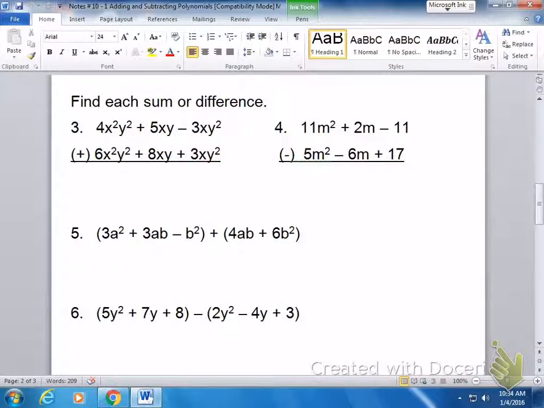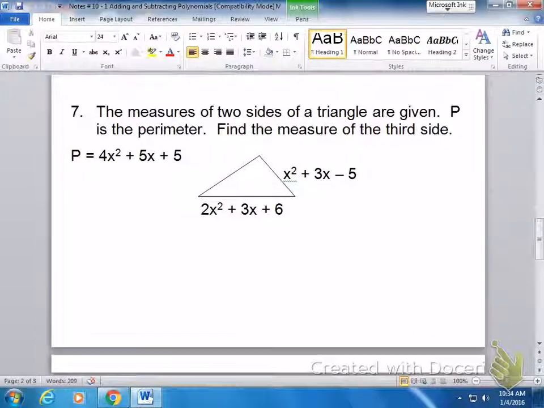Now, we're going to go down to number 7. This is a geometry application, and the rest are as well. You got to pay attention, okay? These all work basically the same way. It says the measure of two sides of this triangle are given. P is the perimeter. Find the measure of the third side.